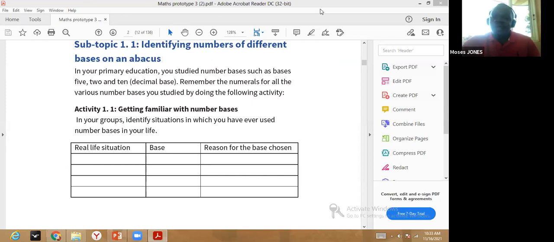So let me talk to another one. Yes, Joel. Teacher, mine is in computer programming. When you type a character, maybe you type letter Q, it is converted to binary base. Then the CPU will interpret it and the display you get is letter Q.